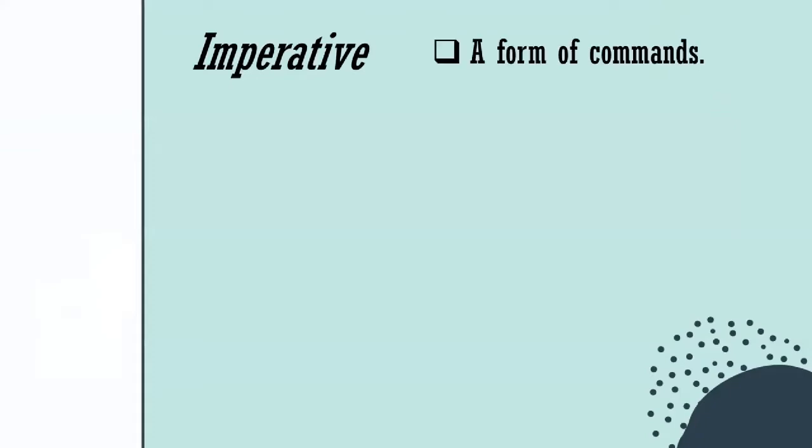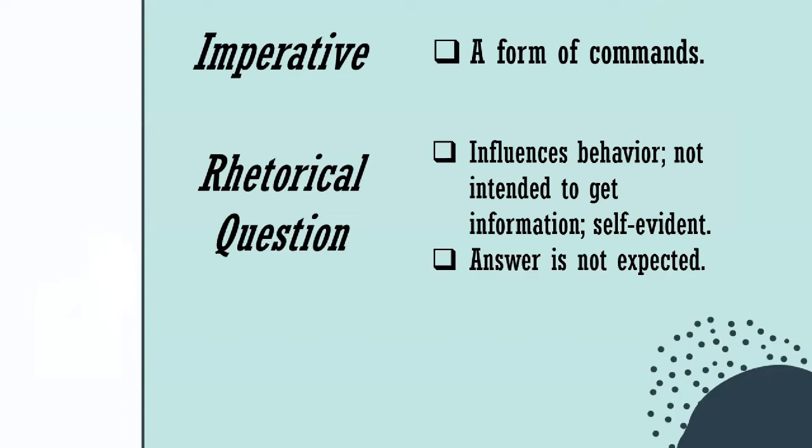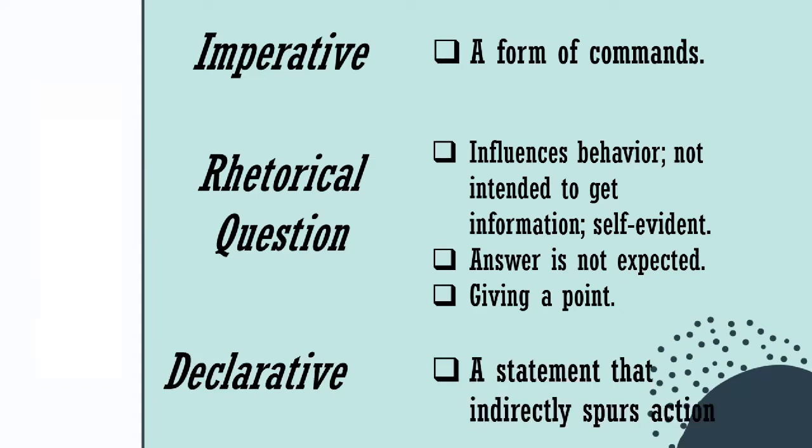First is the imperative, a form of command. It is simply a statement that orders someone else. Second is rhetorical question. It is a question that does not require an answer. It emphasizes a point and indirectly entices a person to act. Lastly is declarative form. It is a statement that implies something without directly saying the point.